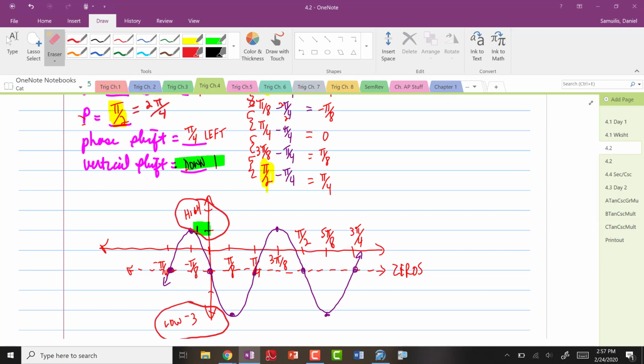And then notice what I did to follow this pattern. 1 pi over 8, 2 pi over 8, say it. 3 pi over 8, 4 pi over 8, 5 pi over 8, 6 pi over 8. That's how I get my second cycle. It's pretty simple after you get that done.